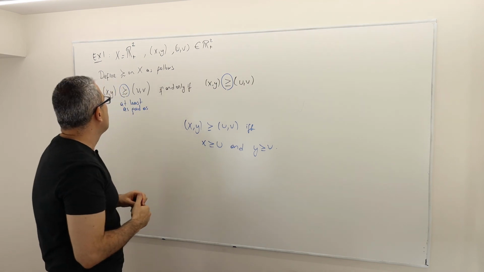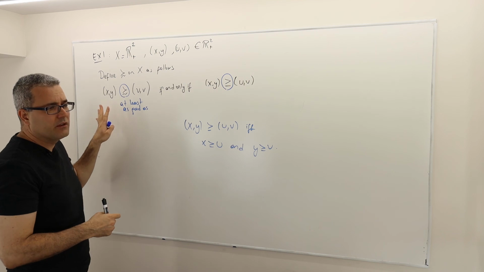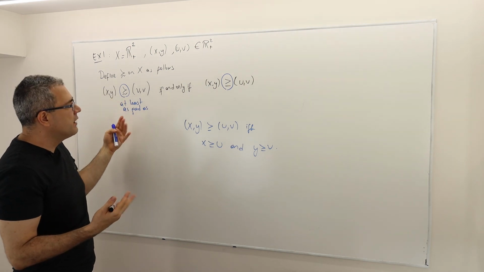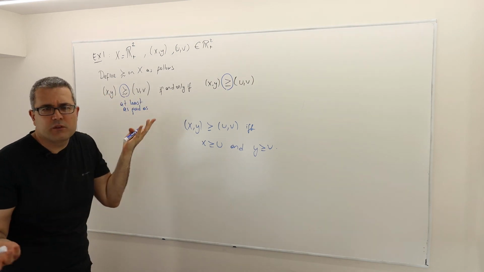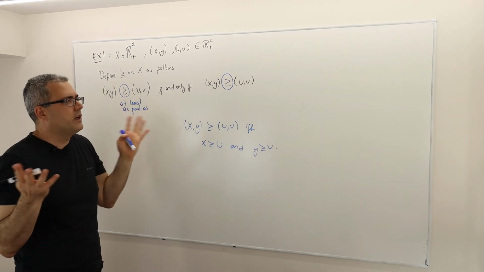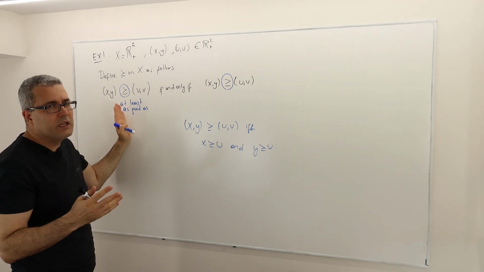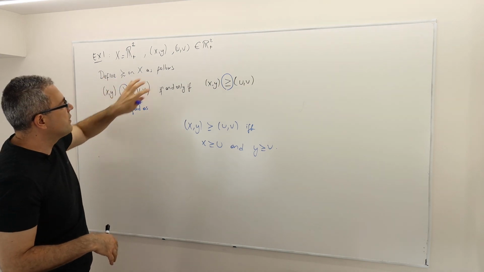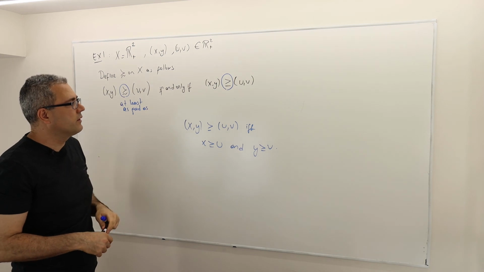But we don't make any such definition here. I can't say (x, y) is at least as good as (u, v) if and only if x is at least as good as u and y is at least as good as v. No. Be careful about this, because this is not greater than or equal to. However, I say a vector is at least as good as another vector if it is greater than or equal to the other one.